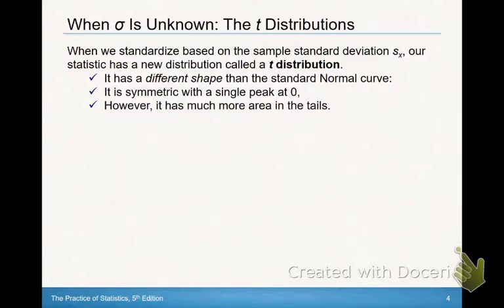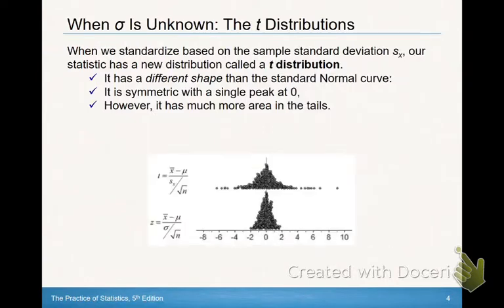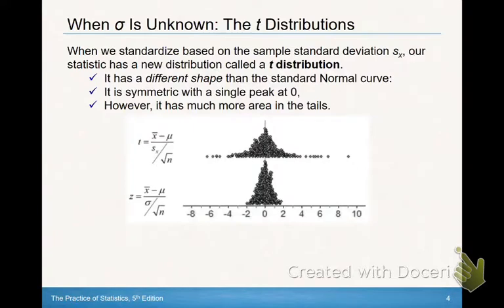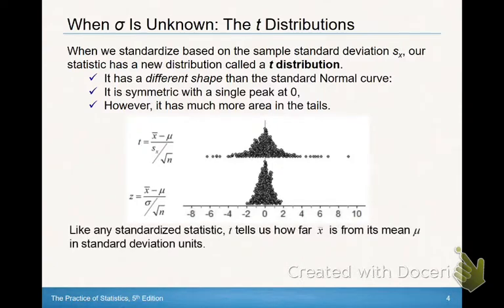It's symmetric with a single peak at 0. However, it has much more area in the tails, as you can see in these diagrams. The top graph is a t-distribution graph. The bottom graph is a normal distribution graph using a population standard deviation. Like any standardized statistic, t tells us how far x bar is from the mean mu in standard deviation units. There's a different t-distribution for each sample size, specified by its degrees of freedom.